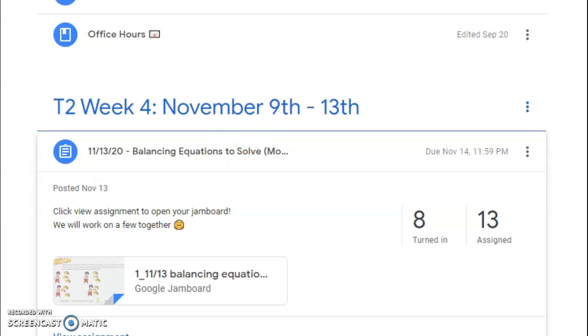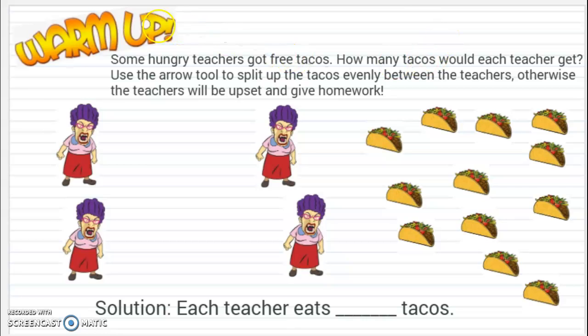Okay, once you get into your Jamboard, the first slide you should see is a warm-up slide. You have 4 angry teachers on one side that are very, very hungry, and then you've got 12 tacos on this side. You are trying to split up tacos per teacher and seeing how many tacos each teacher will get.